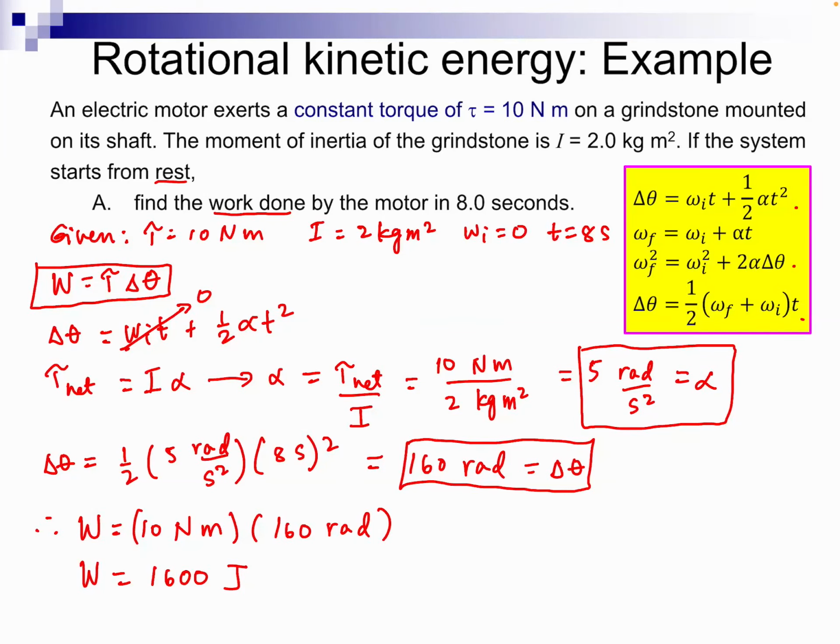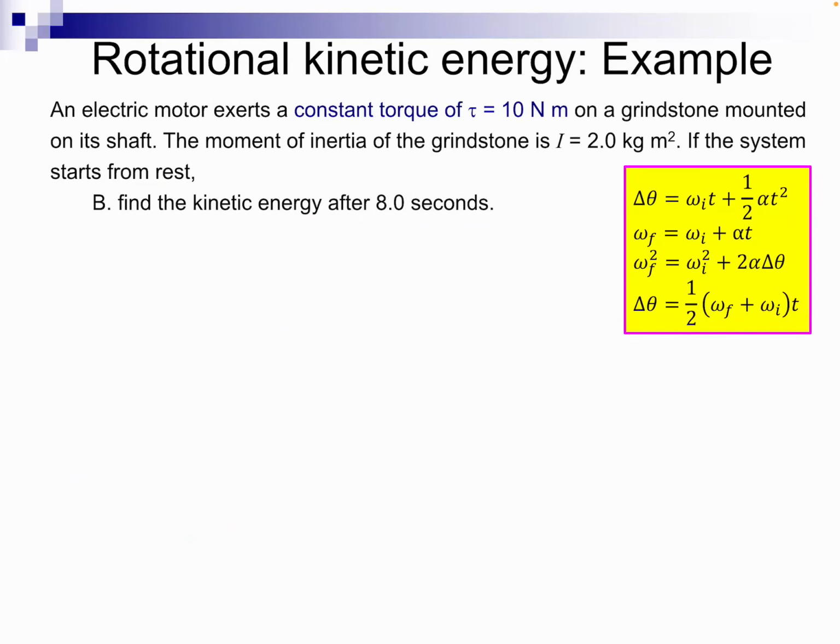Cool. Next question: find the kinetic energy after 8 seconds. The object is rotating, therefore we're interested in the rotational kinetic energy, 1/2 times moment of inertia times angular speed squared. This angular speed will be the angular speed after 8 seconds, when the grindstone is already rotating, which we actually don't know. We still don't know what this final angular speed is.